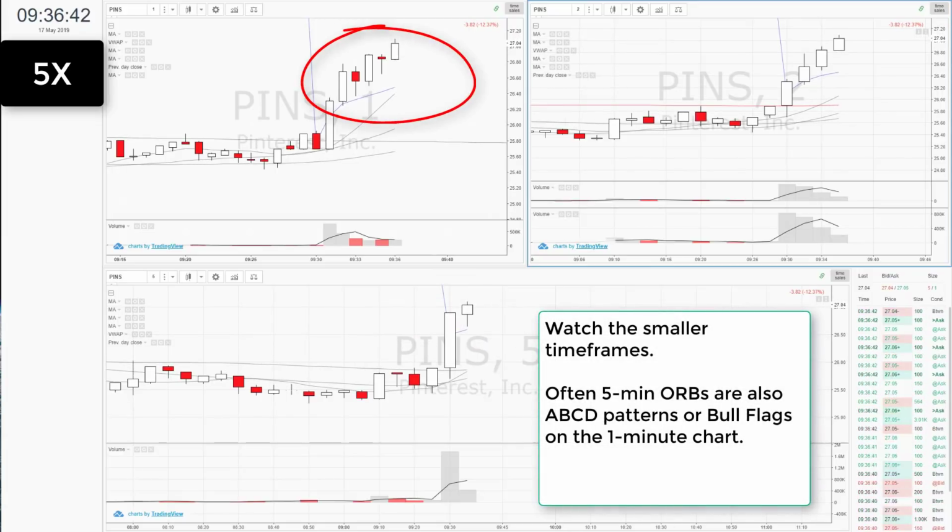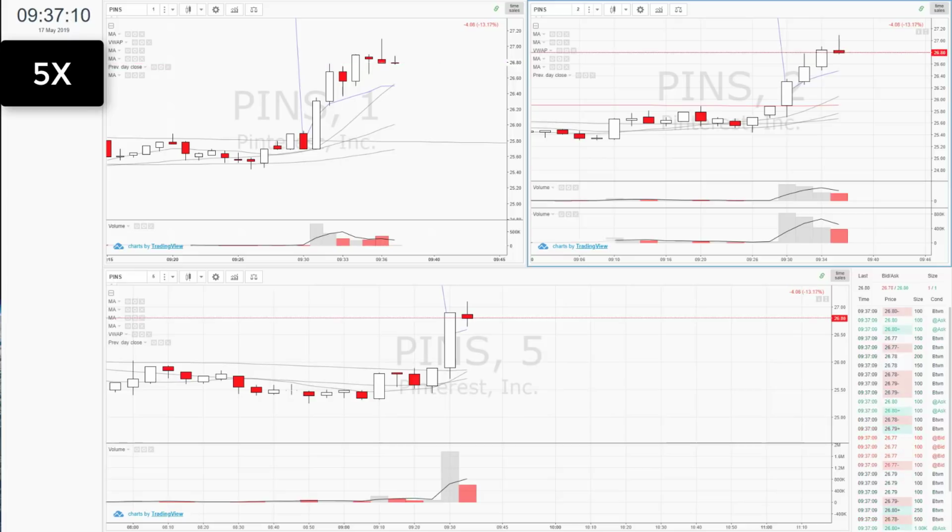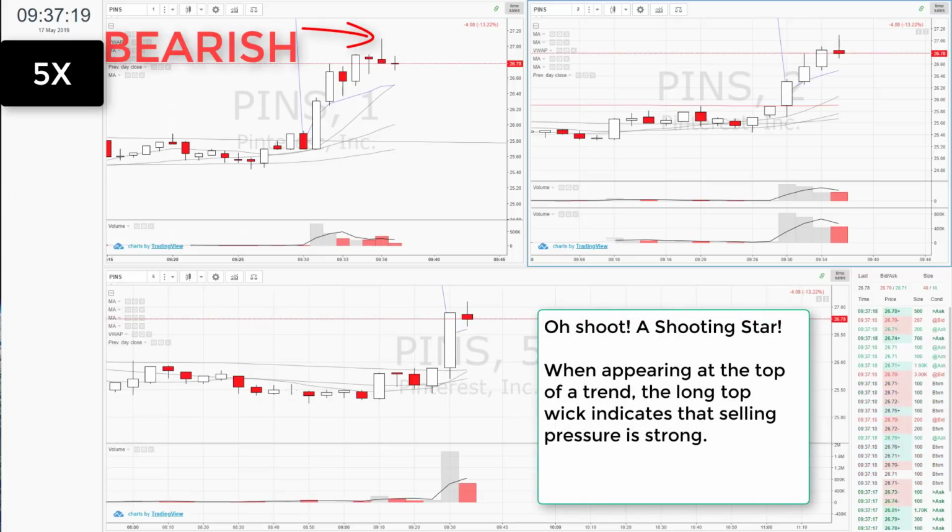Watch the smaller time frames. Often 5-minute ORBs are just ABCD patterns or bull flags on the 1-minute chart. Oh no, a shooting star. When appearing at the top of a trend, the long top wick indicates selling pressure.